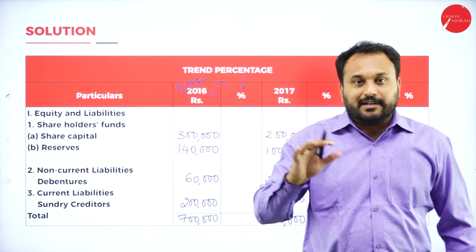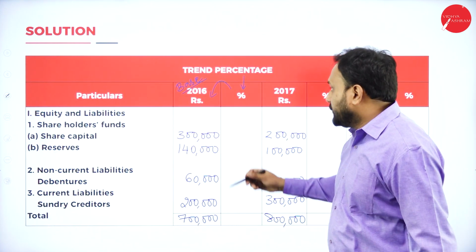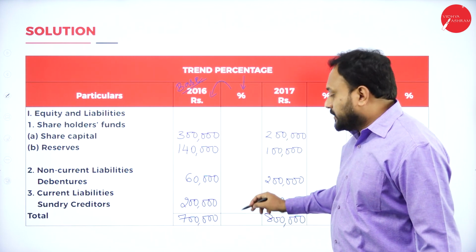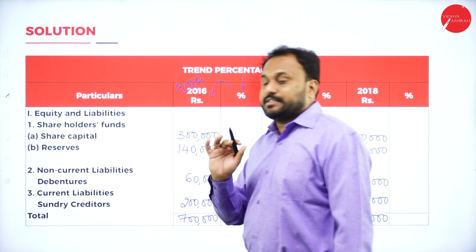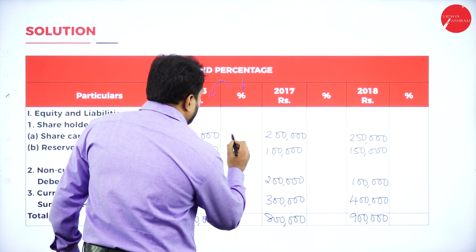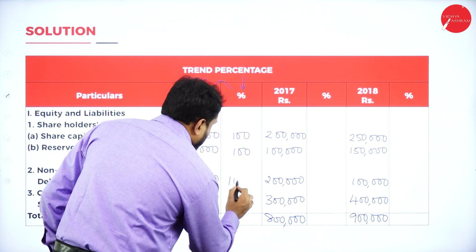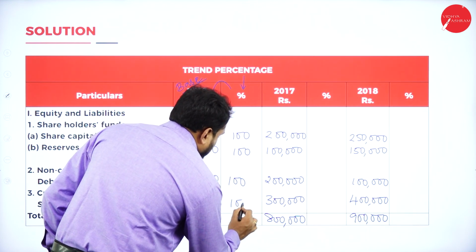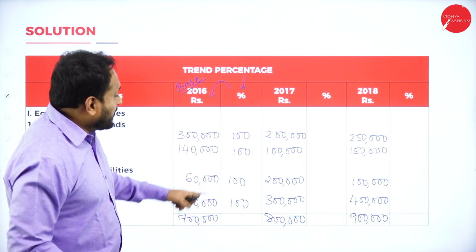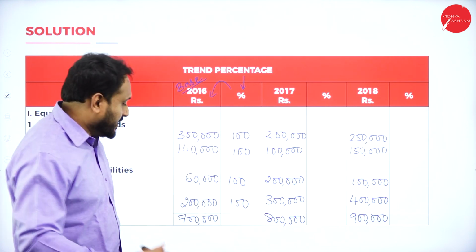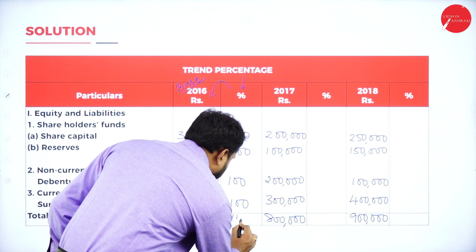Now I told you in the last session also, whenever we go with the trend here, the base is there. The percentage for the base is what? It is 100%. So without any doubt, what you should do is 100. Here 100. Here 100. Now never calculate the total of 100 and don't put 400. It is only 100. So we'll go with 100.